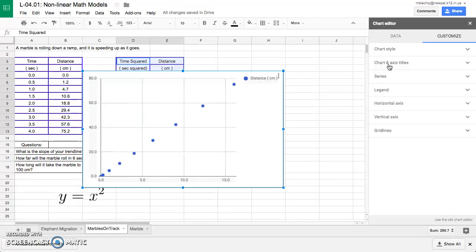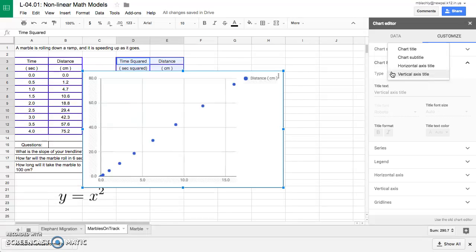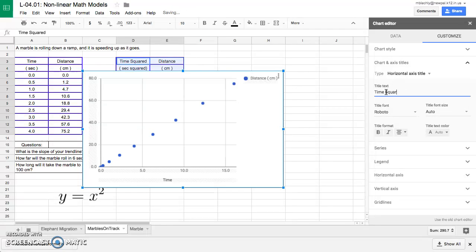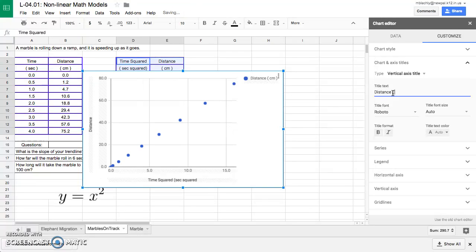Let's go to Titles first. I'm going to go to my horizontal axis title. My horizontal axis title is the time squared. That's x. I squared the time, and that's in seconds squared. And that's what goes on the horizontal axis. On the vertical axis, that's the y-axis, I didn't do anything. That's still the distance the marble rolled, and that is in centimeters.